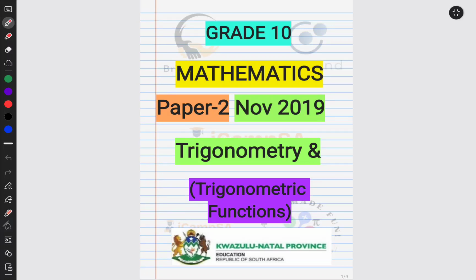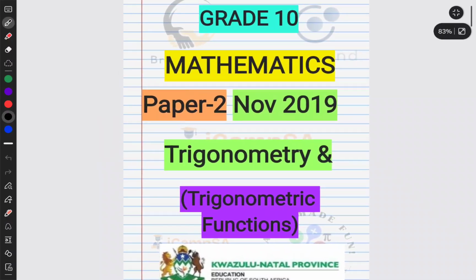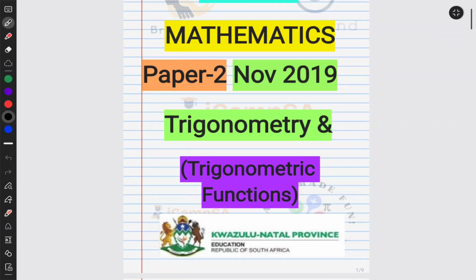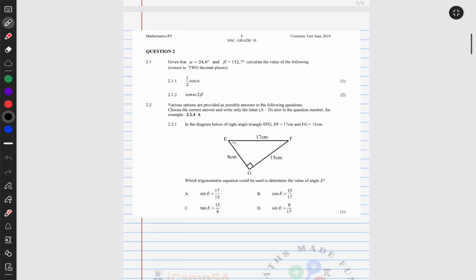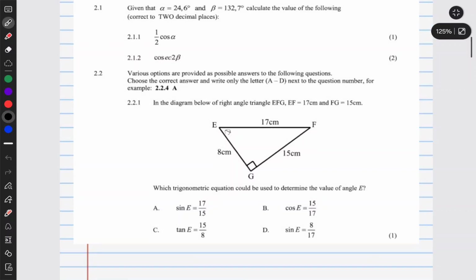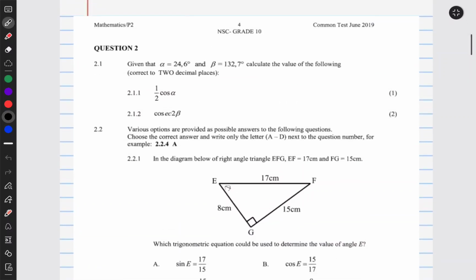In today's lesson we're going to be doing a past paper question, and this particular paper is from 2019. It was written in November in KZN. The area of focus is trigonometry and trigonometric functions. Let's get into it. Okay, so first things first, we have question 2.